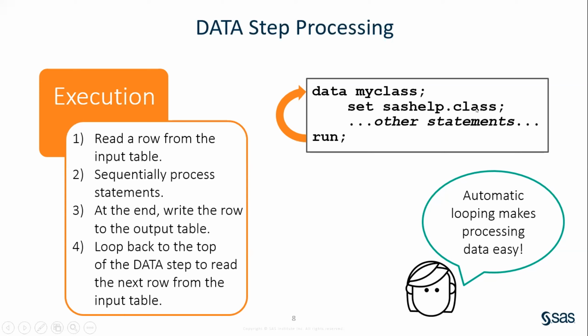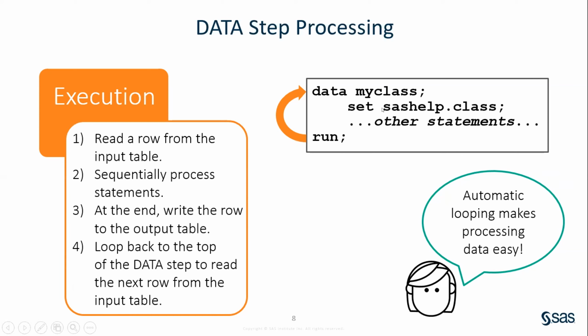Again, it will read the input table from top to bottom, from the first row till the last row sequentially. For every row, every statement of the data step gets processed. That's what this is telling you: read a row from the input table, sequentially process your statements, at the end write the row to the output table, and look back to the top of your data step to read the next row from your input table.